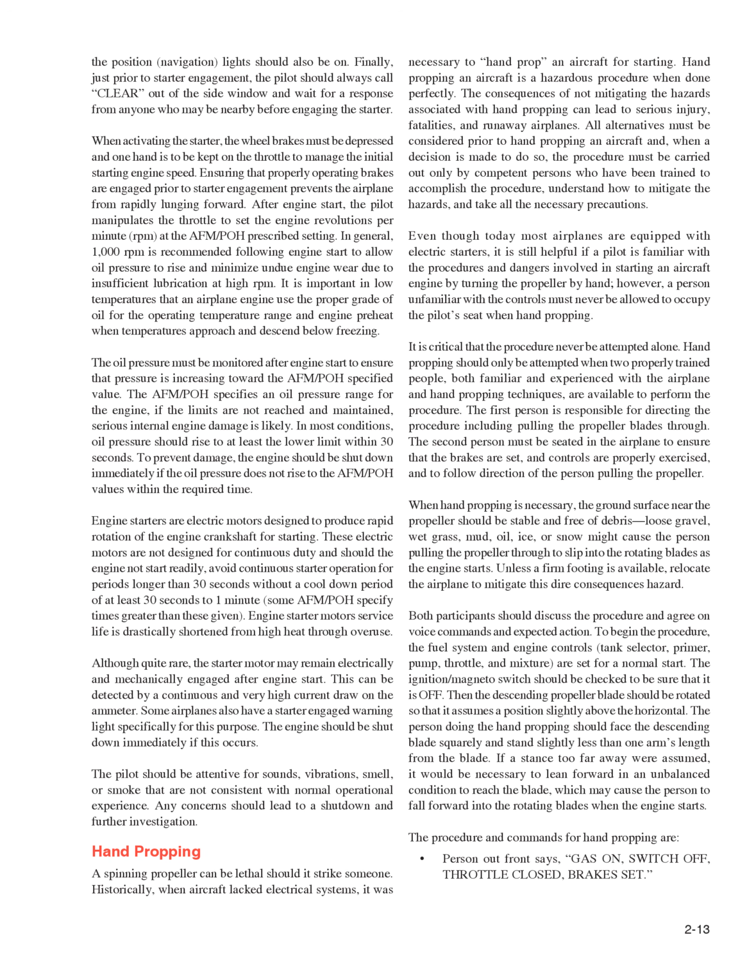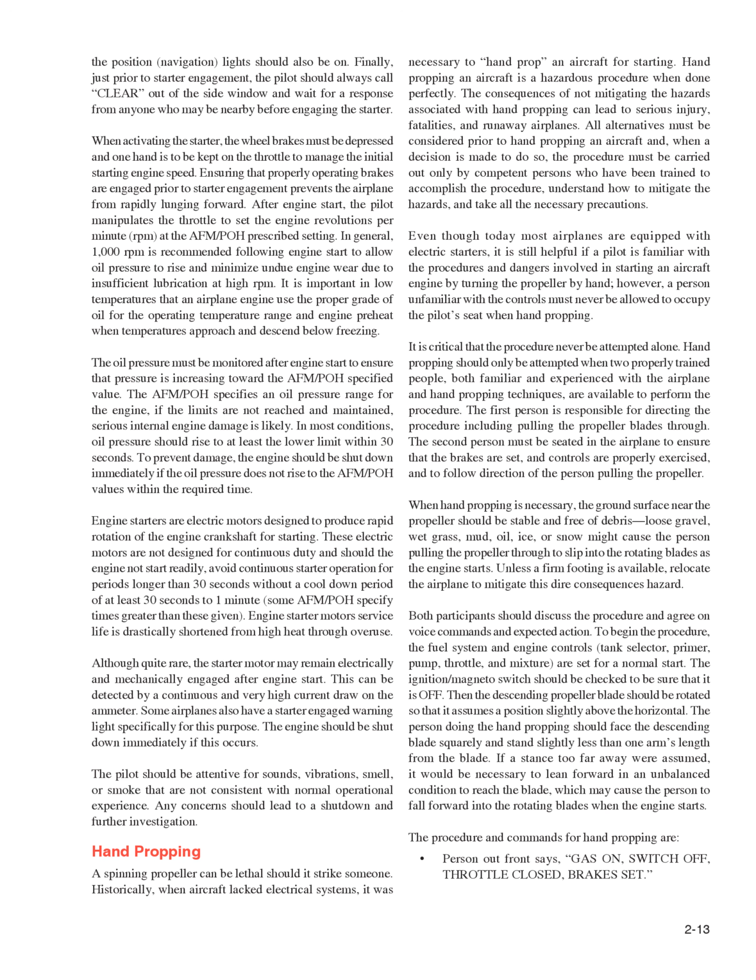When activating the starter, the wheel brakes must be depressed and one hand is to be kept on the throttle to manage the initial starting engine speed. Ensuring that properly operating brakes are engaged prior to starter engagement prevents the airplane from rapidly lunging forward. After engine start, the pilot manipulates the throttle to set the engine revolutions per minute, RPM, at the AFM/POH prescribed setting. In general, 1000 revolutions per minute is recommended following engine start to allow oil pressure to rise and minimize undue engine wear due to insufficient lubrication at high RPM.